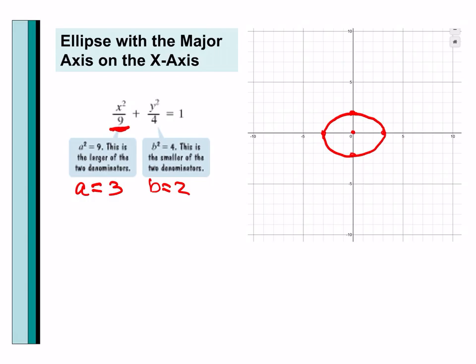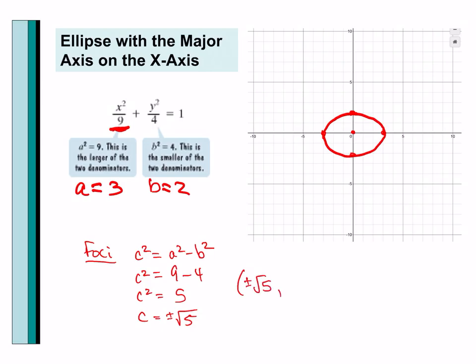That's not bad. So you can also tell where the foci are, because the foci are located c units away, and we know c squared equals a squared minus b squared, and in this case, c squared is 9 minus 4, so c squared is 5, so c is plus or minus square root 5, so the foci are, it's horizontal, so plus or minus square root 5, 0. Easy peasy.